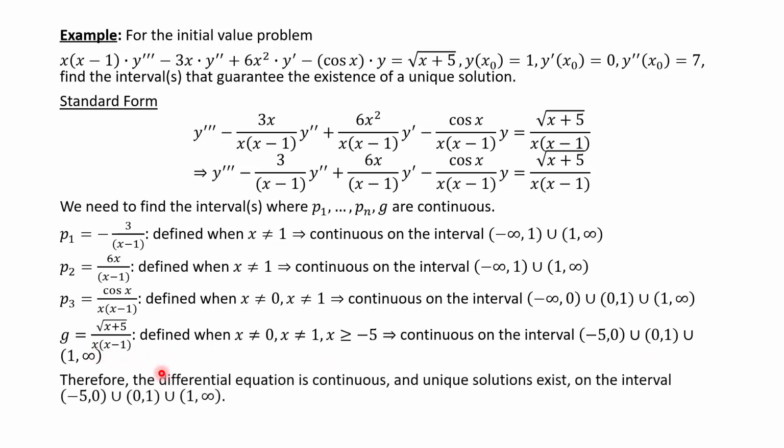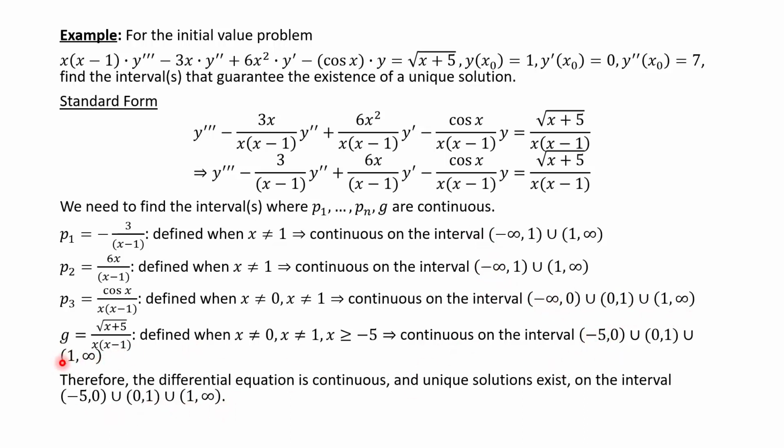So the answer here is that the differential equation is continuous, and therefore unique solutions exist on this interval from negative 5 to 0, and then from 0 to 1, and then from 1 to infinity. And what I was just saying was you basically pick the one with the most restrictions, but you do need to make sure it overlaps with the rest. So if you think about it, this interval that I have down here as the final answer also incorporates these other intervals. Okay, so all of these are also included here, but this one has the most restrictions.